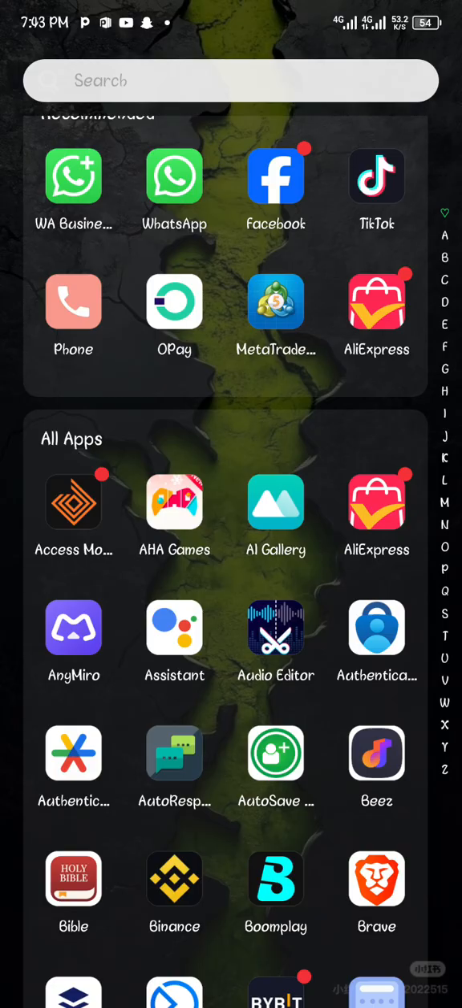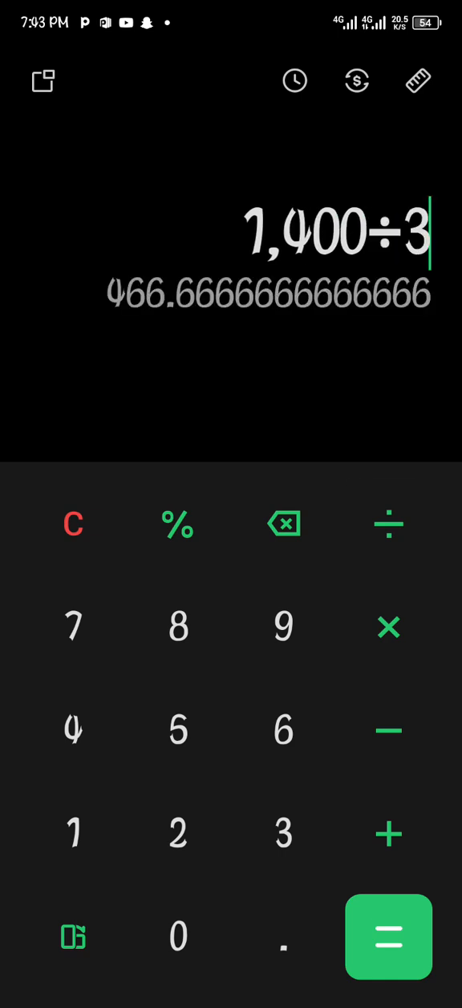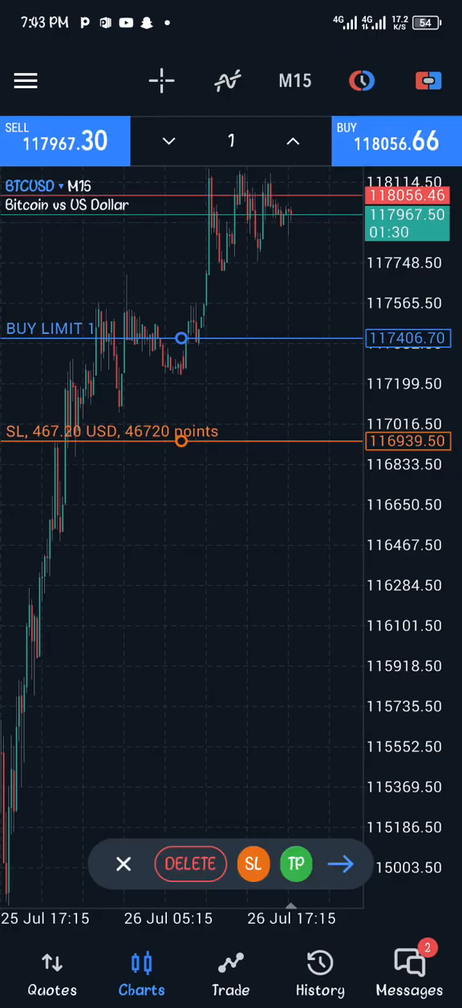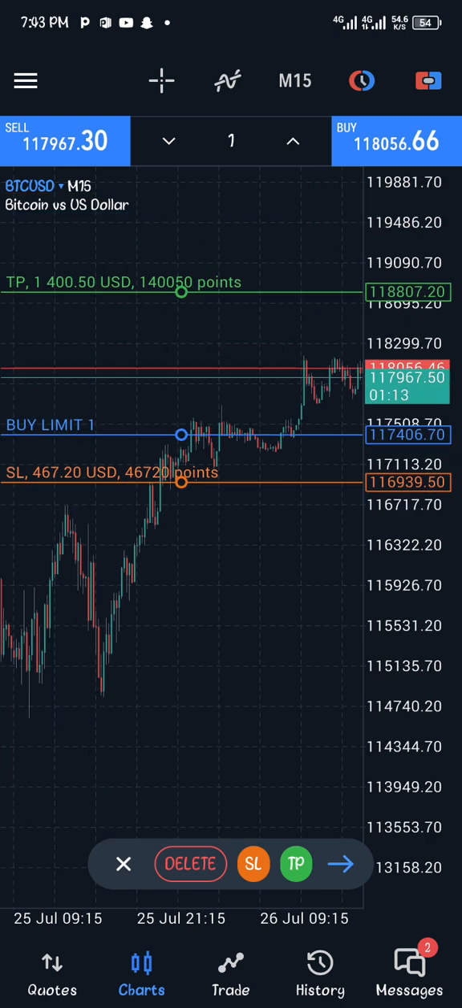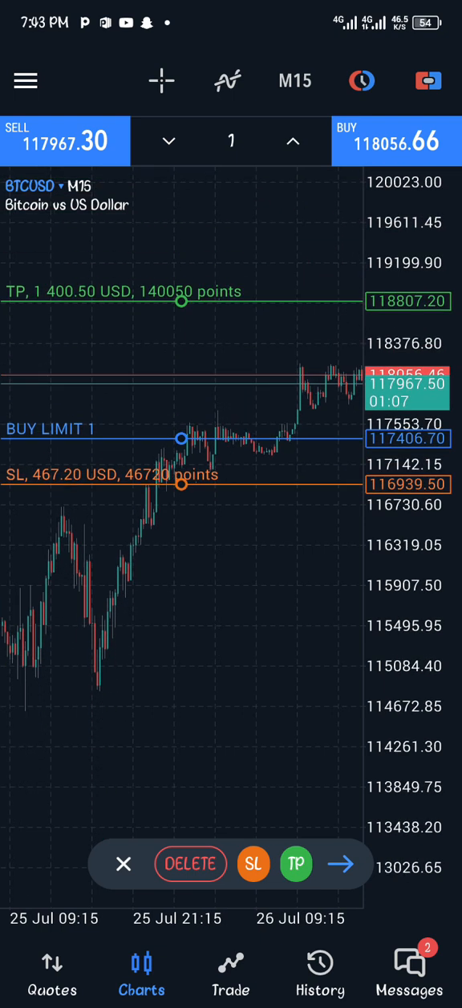Now let's divide this 1,400 by three. Let's use the calculator. If you divide 1,400 by three, it is going to give you 466, which is equivalent or equal to your stop loss. So it means that you are risking 467. Remember this 467, the $1.2 there is just because of the spread and all of those things. So this is exactly how to calculate it.